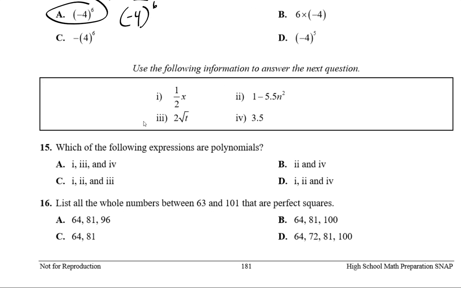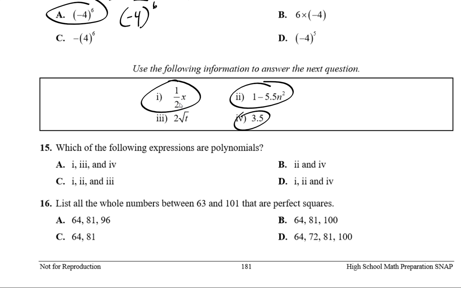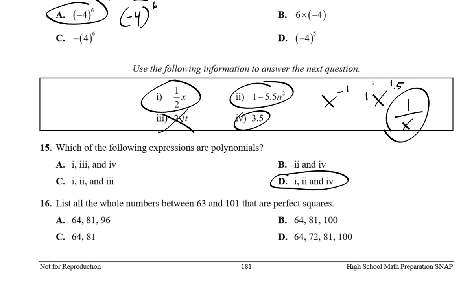For 15, which of the following expressions are polynomials? It can't have a negative exponent or a root or a fractional exponent. So this one counts, this one counts, this one counts, but this one's got that root in it. No good. So 1, 2, and 4, which means D. So we can't have an X on the bottom. None of those things count as polynomials. But if they don't have those things, that's okay. So this one's okay because the X is not on the bottom, just the 2 is on the bottom.